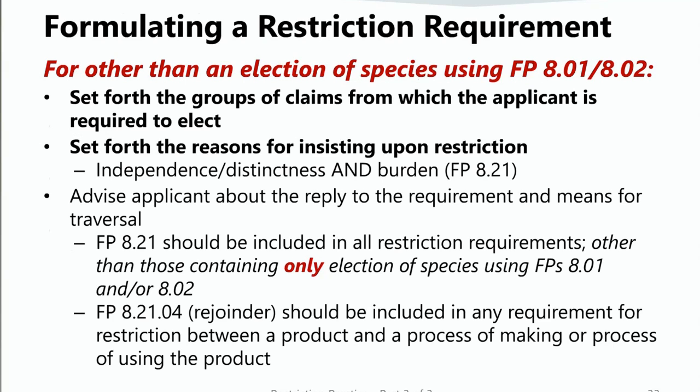While restrictions and elections may become routine with experience, the reasons for restriction should always be clearly and completely explained, in accordance with form paragraphs 8.01, 8.02, or 8.21. The rejoinder form paragraph 8.21.04 should always be included in restrictions between a product and processes of making and/or using the product.